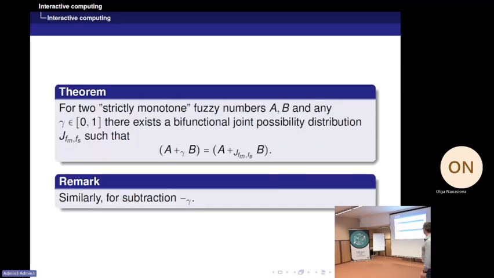And we can show that, for instance, in cases like this, we can use this B-functional joint possibility distribution in order to get the same results. So for every gamma, for every two fuzzy numbers, we can have this. So the approach can be represented by this joint possibility distribution, which is dependent only on diagonals. Similarly, also for subtraction or maybe for some other maps.